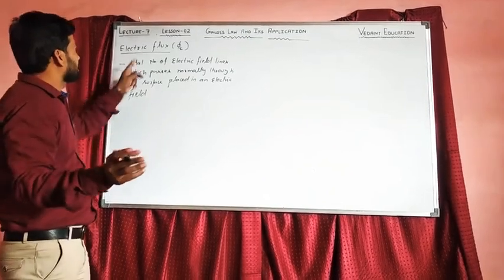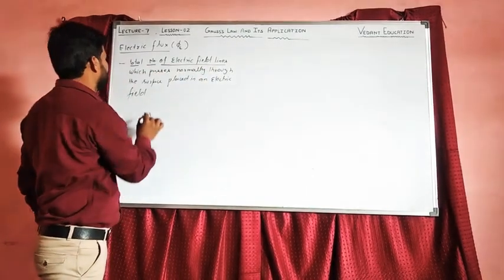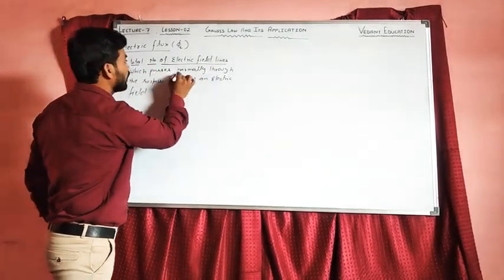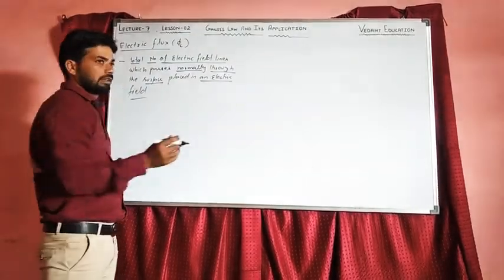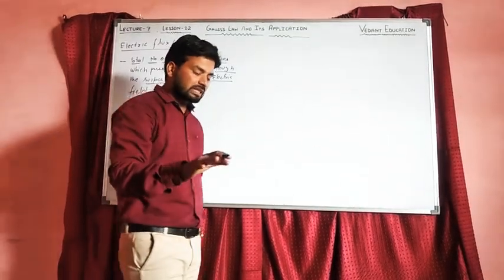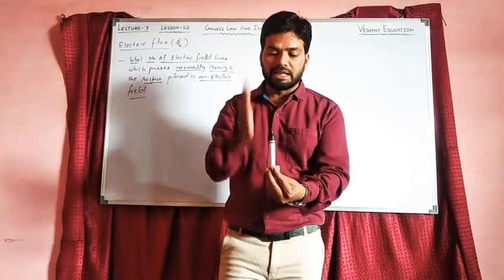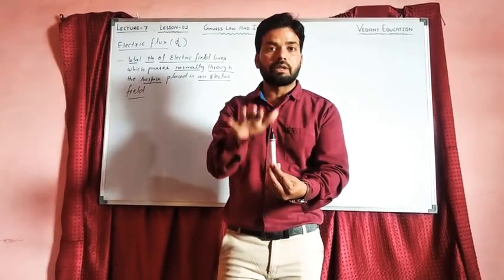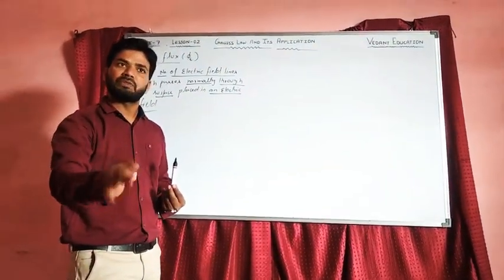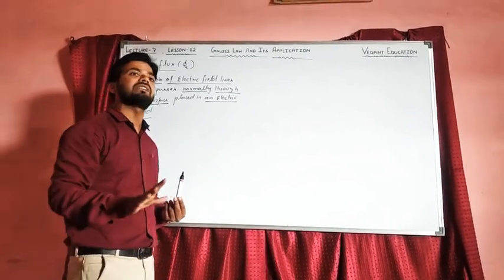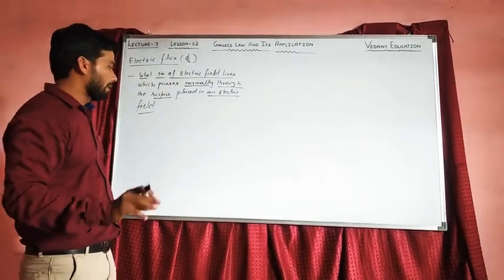So what is electric flux? Electric flux is the total number of electric field lines which pass normally through a surface placed in the electric field. So if any surface is placed in the electric field, then the total number of electric field lines which pass perpendicular, or normal, to the surface is known as the electric flux. It is denoted by phi E.